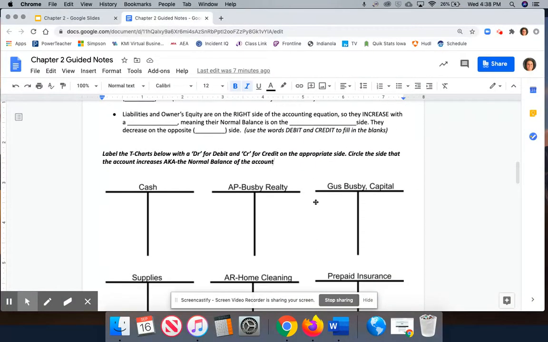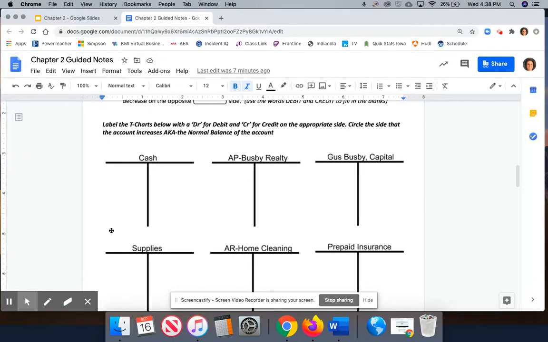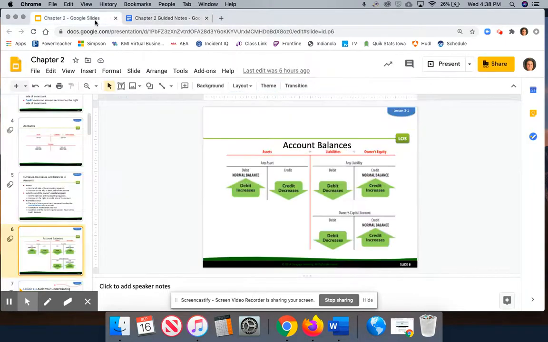Last thing you need to do is fill in this chart right here. Cash, so you would put a debit on the left, credit on the right for every single one of them. And then you're going to circle for each account which side is their normal balance, aka which side does it increase. So you're going to need to know, is it an asset, a liability, or an owner's equity? That is something that you're going to have to know. That's called classifying an account. We have to know what those are. So that is section 2-1.